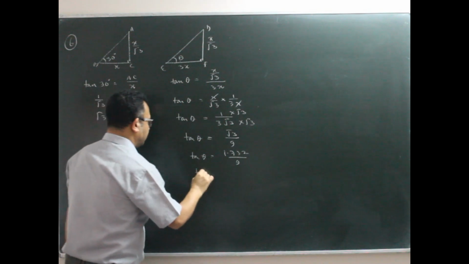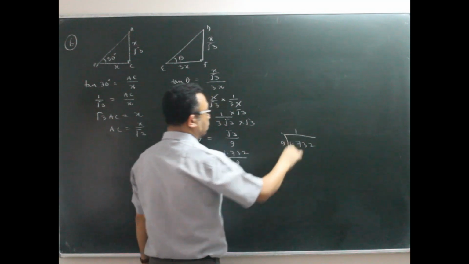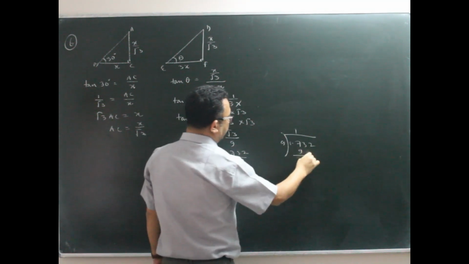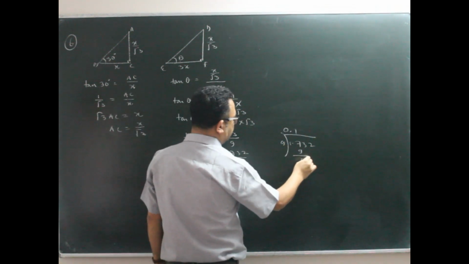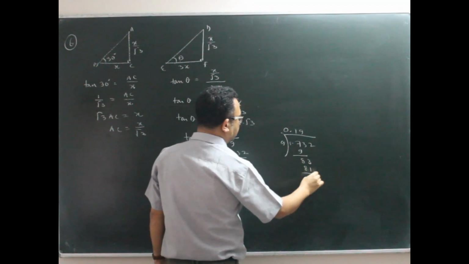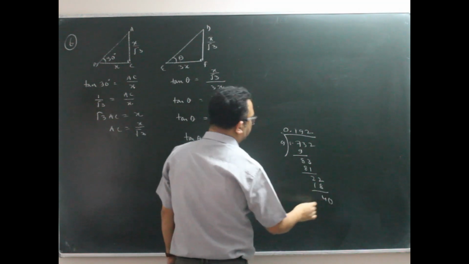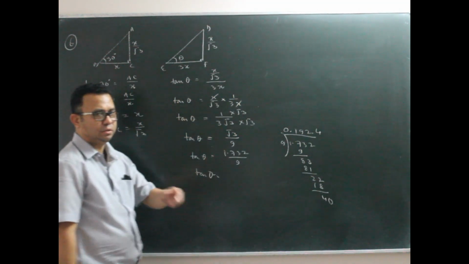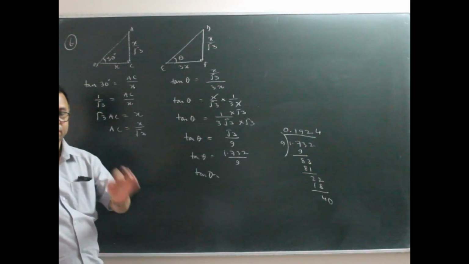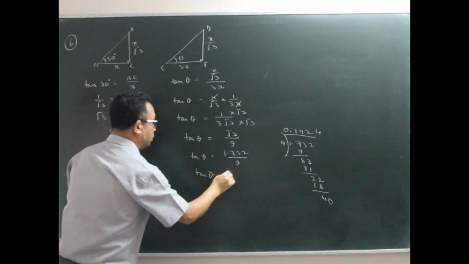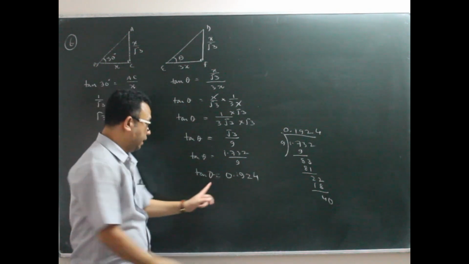Now dividing this, 1.732 divided by 9, we get 0.1924. Why am I calculating to 4 places of decimal? Because you know that in your rate table book you have values till 4 decimal places. So tan theta is equal to 0.1924.